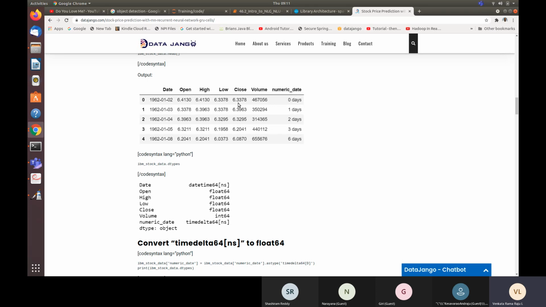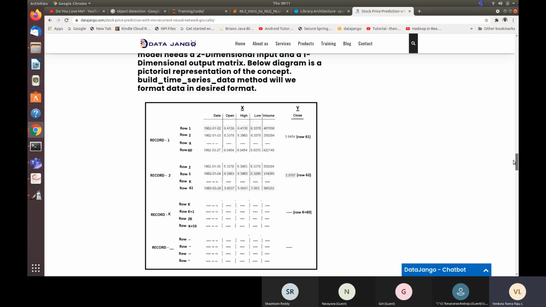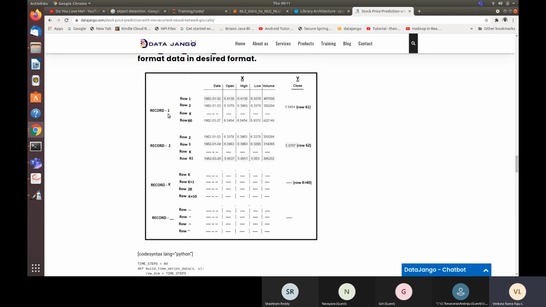To do this, I need to consider maybe 20 time steps or 30. Maybe I consider 60 time steps. When I say 60 time steps, the data set is going to be like this. The first record is going to be row 1 to row 60. What is row 1? Forget about date here: opening, high, low, volume. Y is closing price.